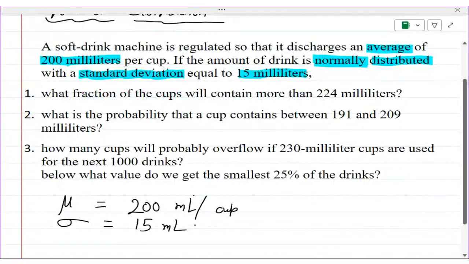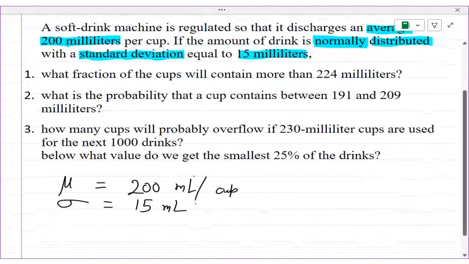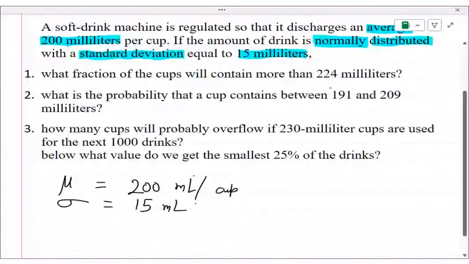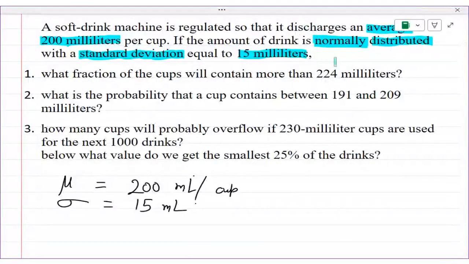Now the first part is: what fraction of cups will contain more than 224 milliliters? Okay, so this is the problem. If we are filling 1,000 cups, out of those 1,000 cups, how many will contain more than 224 milliliters of this soft drink? So the part A statement is clear. What they want to ask, is that clear to all, or is there any doubt?